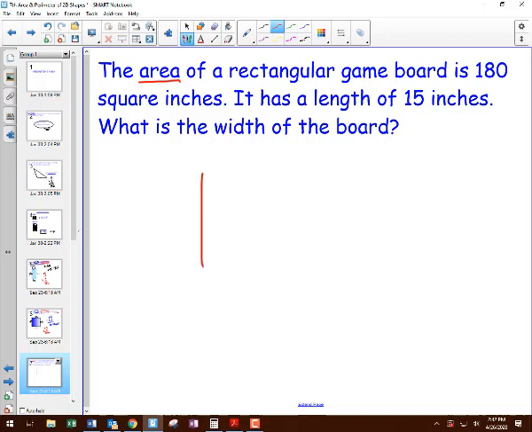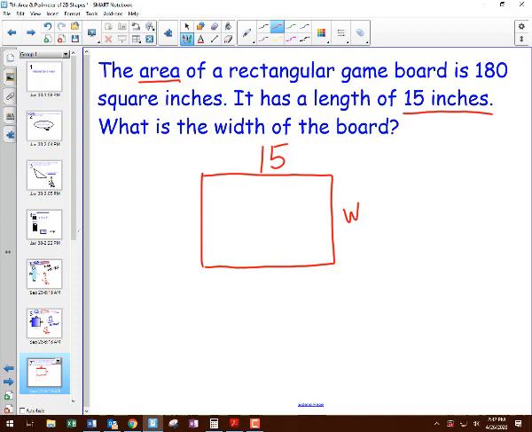So go ahead and draw this up whenever you're faced with an example like this. We know the area of this to be 180, but that doesn't give us our side lengths, but we do have one here. It has a length of 15, so this is going to be 15. Okay, so if that's the length, maybe this will be the width.